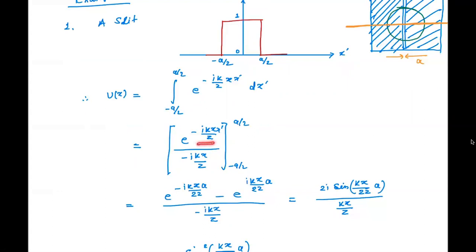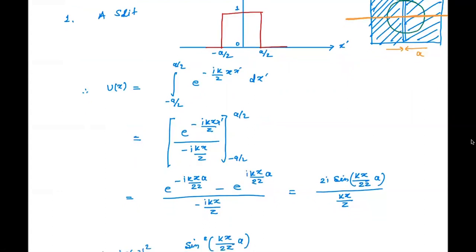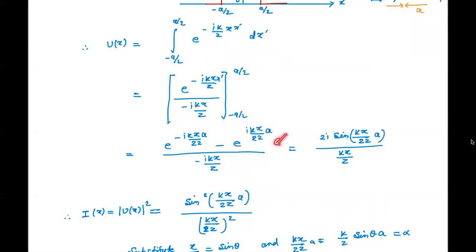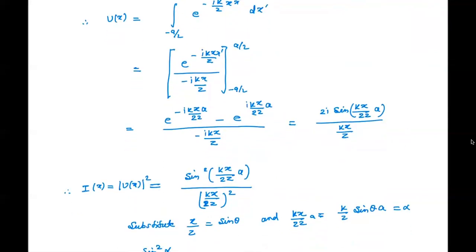So this is this, that. I put in those integral limits, I get this, then this. And so that's my u of x, which is 2i sine(kx a by 2z) by kx over z. And if you want to find the intensity, that is the modulus of u of x squared, then I get sine squared (kx a by 2z) over (kx by z) whole squared. Okay, so this is the expression that I get. Is anybody familiar with this expression?